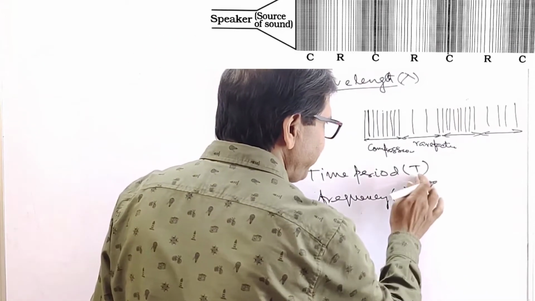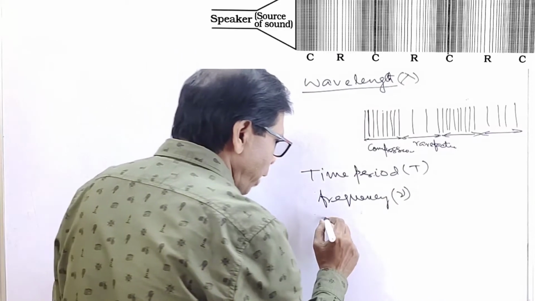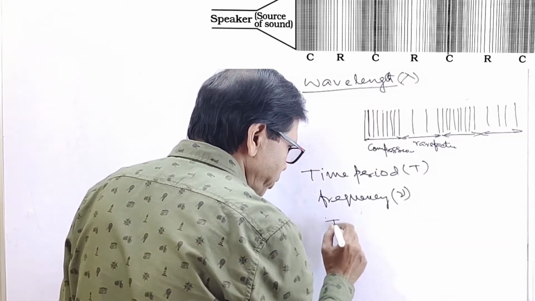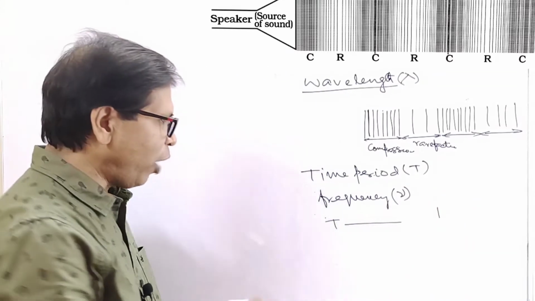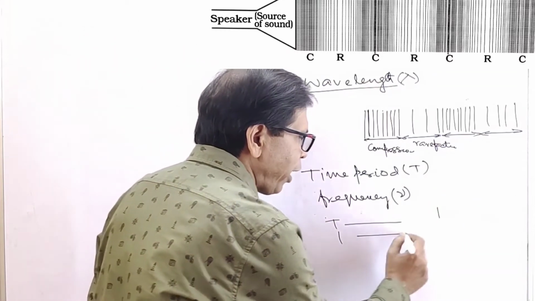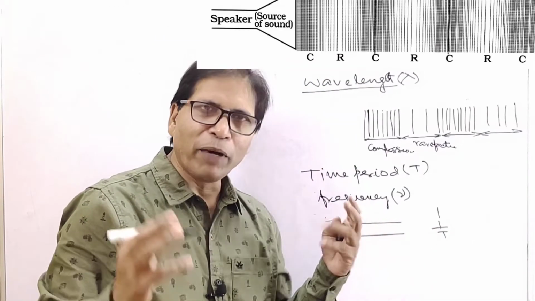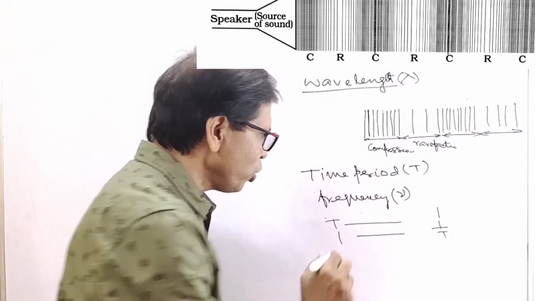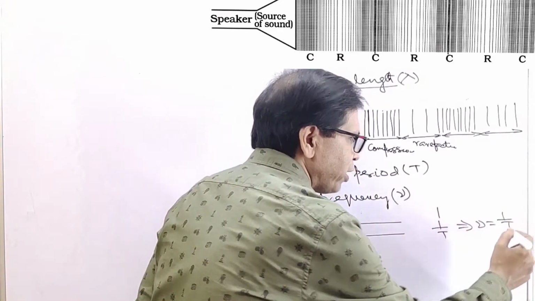Look at this, the relation between frequency and time period. In time t, the number of oscillations is 1. Now in unit time, the number of oscillations is 1 by t. In unit time, the number of oscillations is the frequency. So here, frequency equals 1 by t.